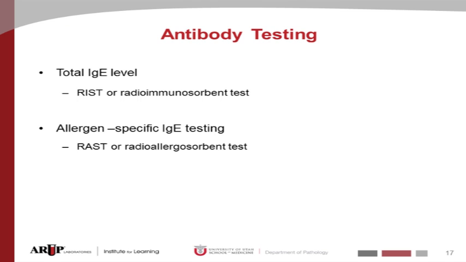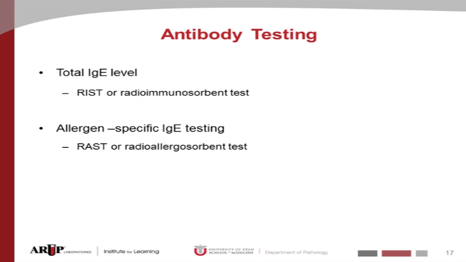Diagnosis of type 1 hypersensitivities is also done by measuring IgE levels in the bloodstream. We can measure total IgE level or allergen-specific IgE levels. The total IgE level has traditionally been called the RIST, or the radioimmunosorbent test. And traditionally, the allergen-specific IgE testing has been called RAST, or radioallergosorbent testing.